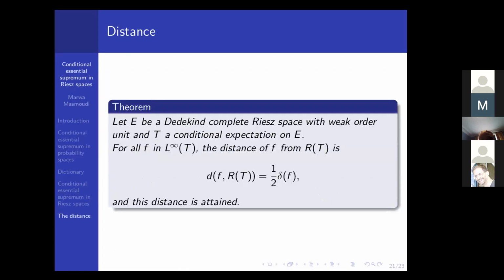We now have assembled all the concepts that are needed to formulate our main result. So in a Dedekind complete Riesz space with weak order unit equipped with a conditional expectation T, the distance of an element f in L infinity of T from the range of T is equal to the half of delta of f, and this distance is attained.